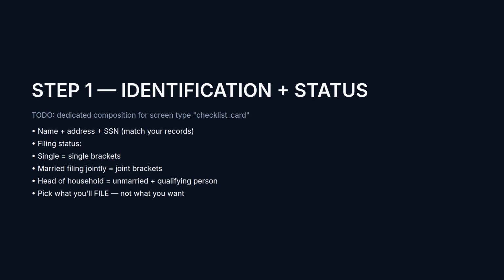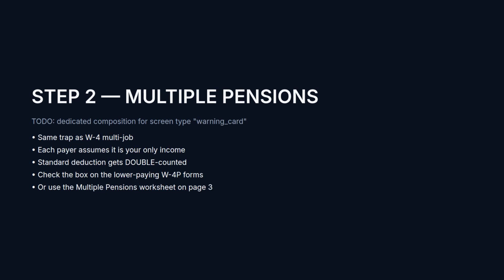Step 2 covers other pensions and your spouse's pension. If you have multiple pension payers or your spouse also has retirement income, you check the box or use the worksheet to coordinate withholding. Same logic as the W-4 multiple jobs trap. Each payer assumes it is your only income and applies the standard deduction, which double counts when you have multiple sources.